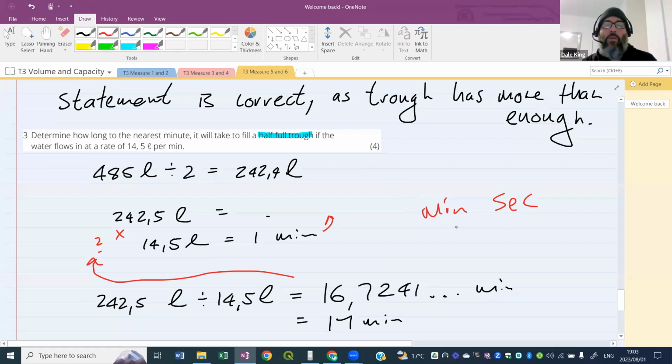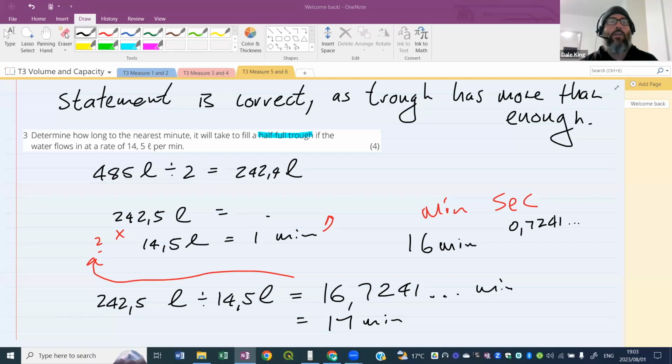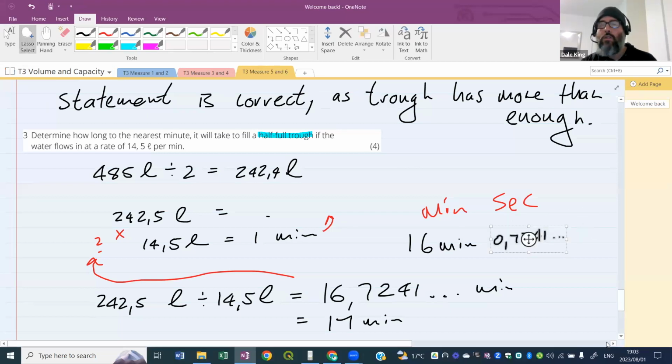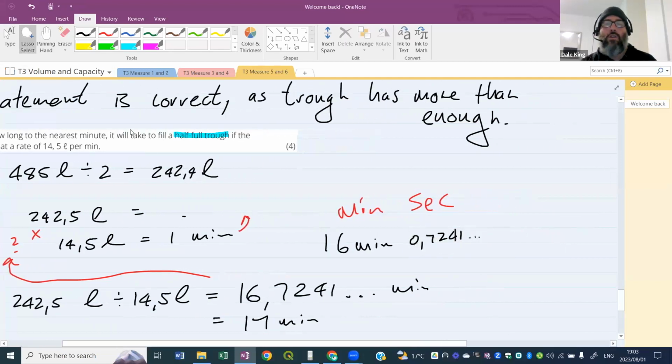But I hear what you're saying. What you're asking is, how do we convert decimals into minutes and seconds? Well, you'd say this, I'll quickly show you. It's 16 minutes and 0,7241 blah blah blah, times by 60. It's 0.7241 of 60. That's not what the question is asking, but if a question does ask for minutes and seconds, then you would do that.